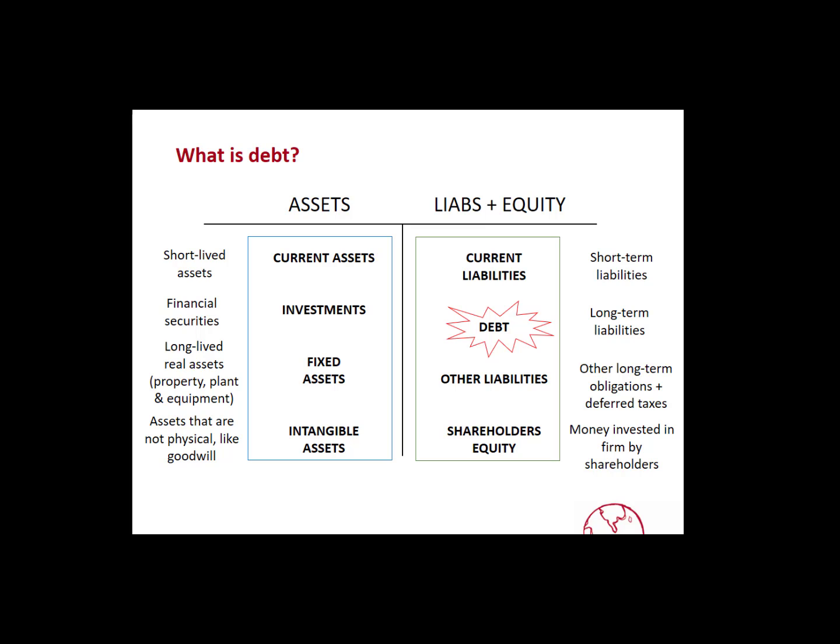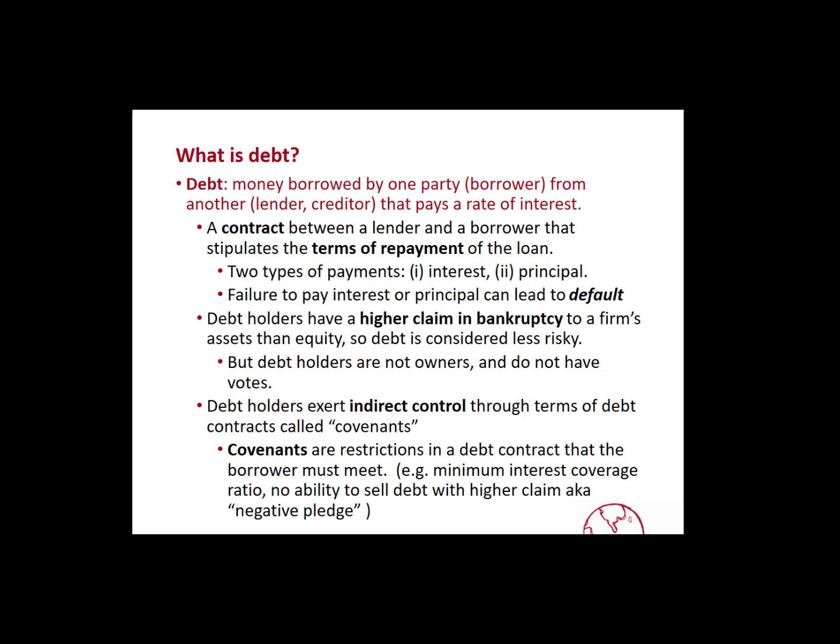And there are many different types of debt, which could actually be short-term as well as long-term. By debt, we mean money that's been borrowed by one party, who is called the borrower, from another who is called the lender or the creditor. And critically, debt pays a rate of interest, either explicitly or implicitly.